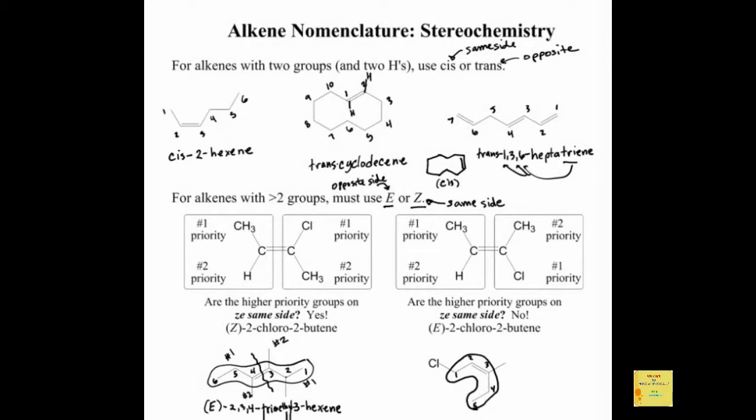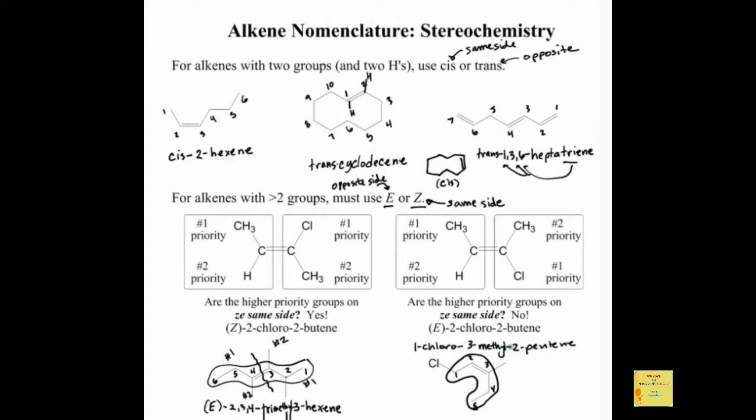So this is a pentane derivative. It's pentene. It's 2-pentene. And we also have a chloro and a methyl. Who will come first? We'll do alphabetically. 1-chloro, 3-methyl.